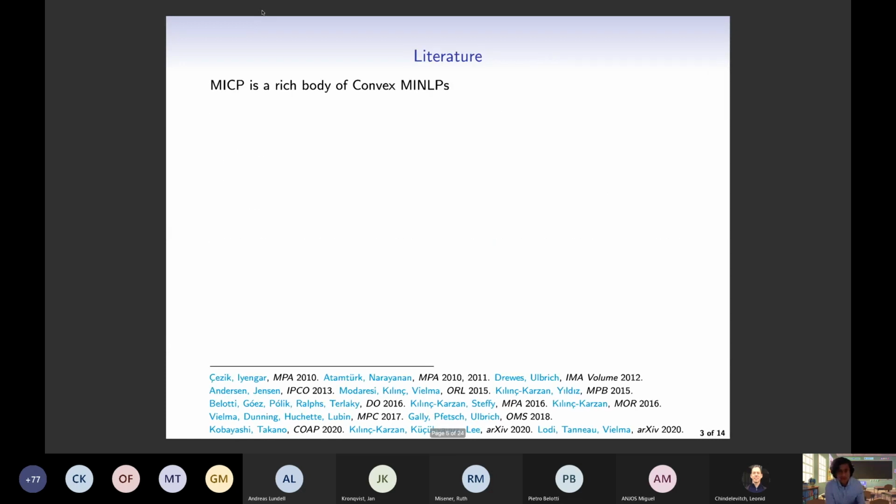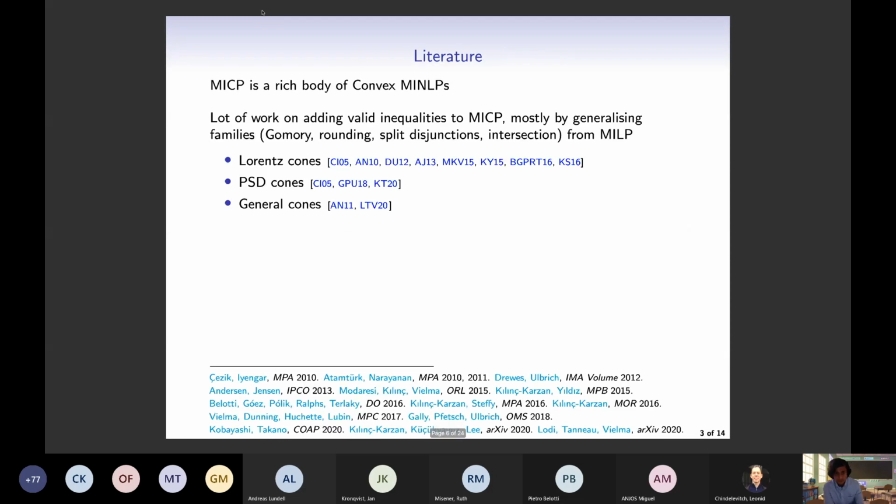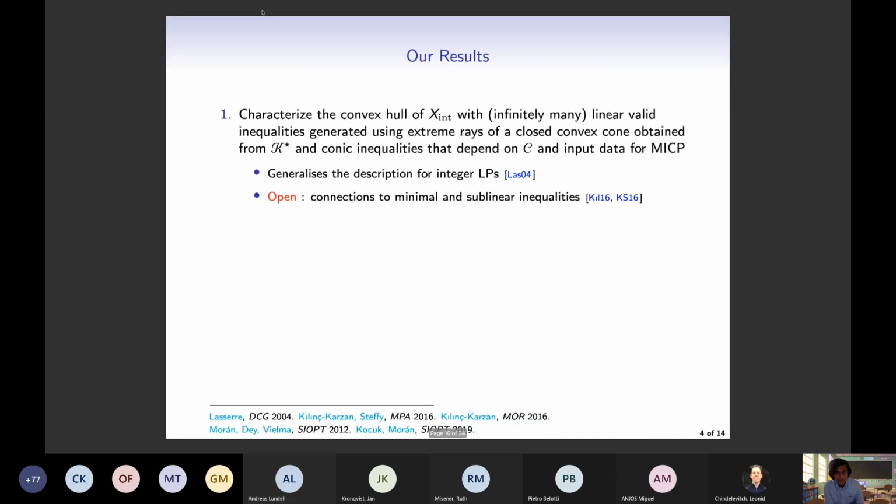If I didn't clarify, in this setting what I mean by the input data is basically this linear map A, the right hand side B, right? And so these maps and their elements. And of course, the other inputs are these cones C and K. So the result is about describing this convex hull of X int essentially using all this input data.